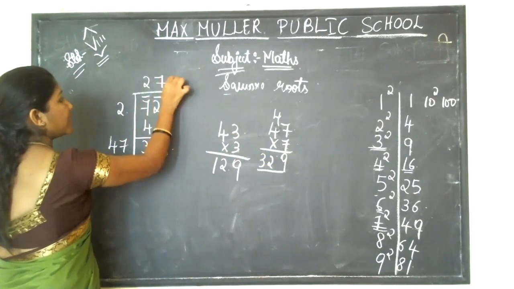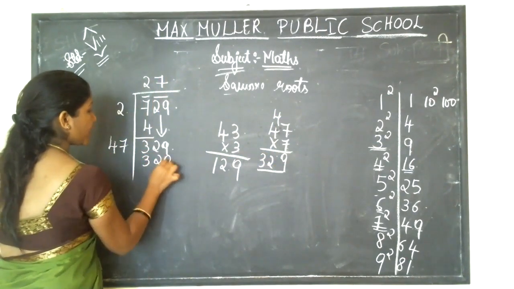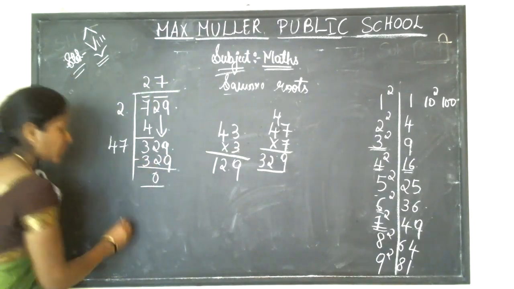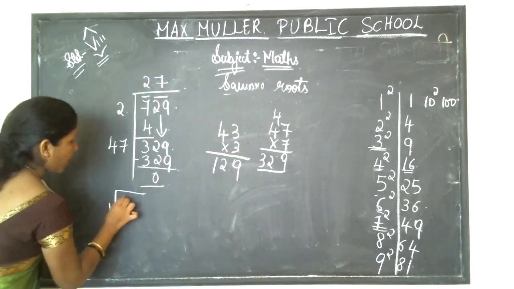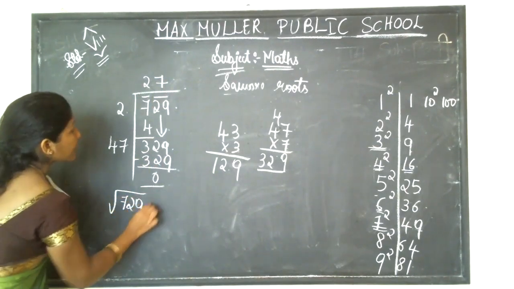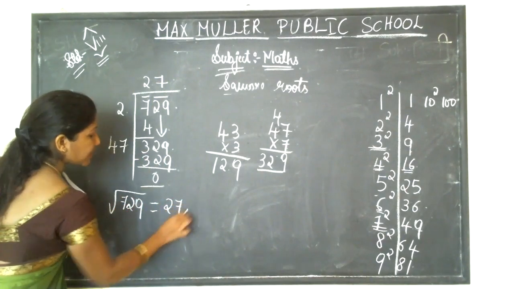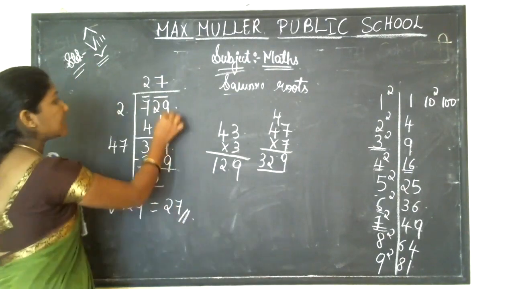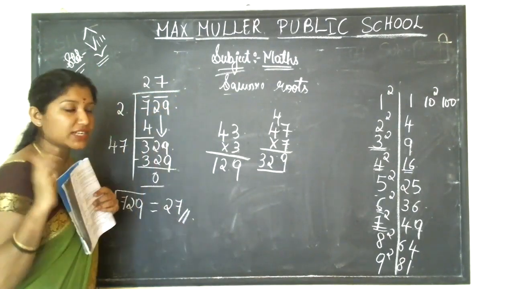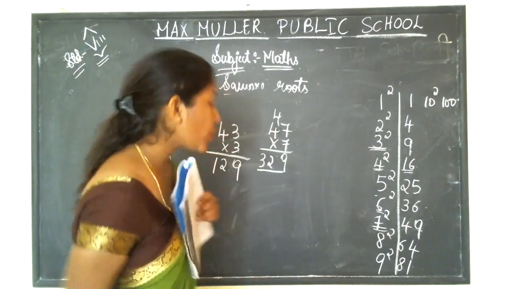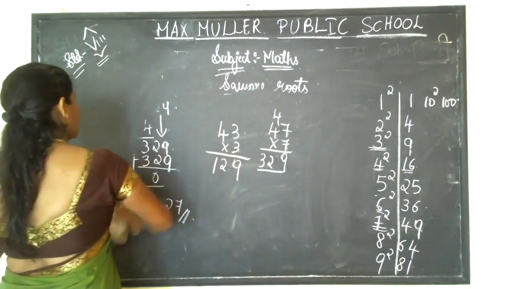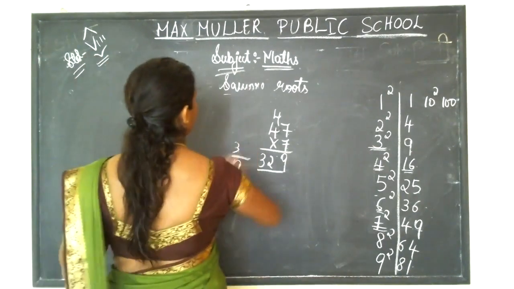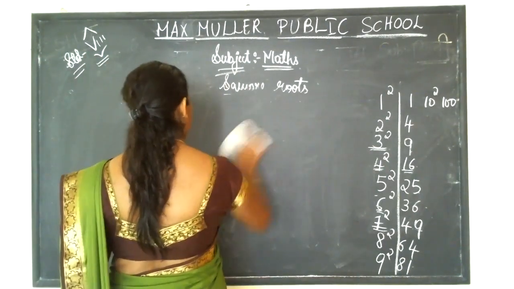So 47 into 7, it is 329. If you subtract, you will get 0. So the square root of 729 is equal to 27. Understood, students, how to solve? If this is a 3-digit number, now we'll do for a 4-digit number. Another problem. Okay. Finding easy, right?